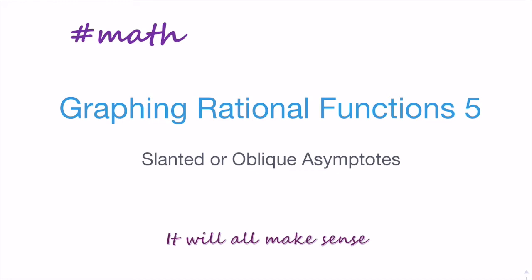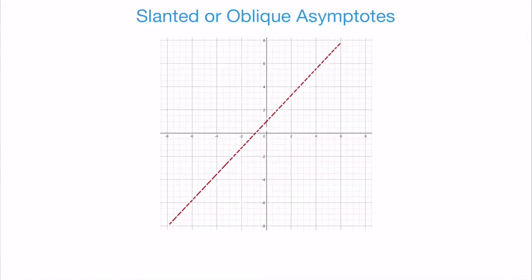We will add another piece of information towards the graph of a rational function: slanted asymptotes, or oblique asymptotes. They are also going to give us information about the end behavior of rational functions. First, let's understand this type of asymptote on the graph.